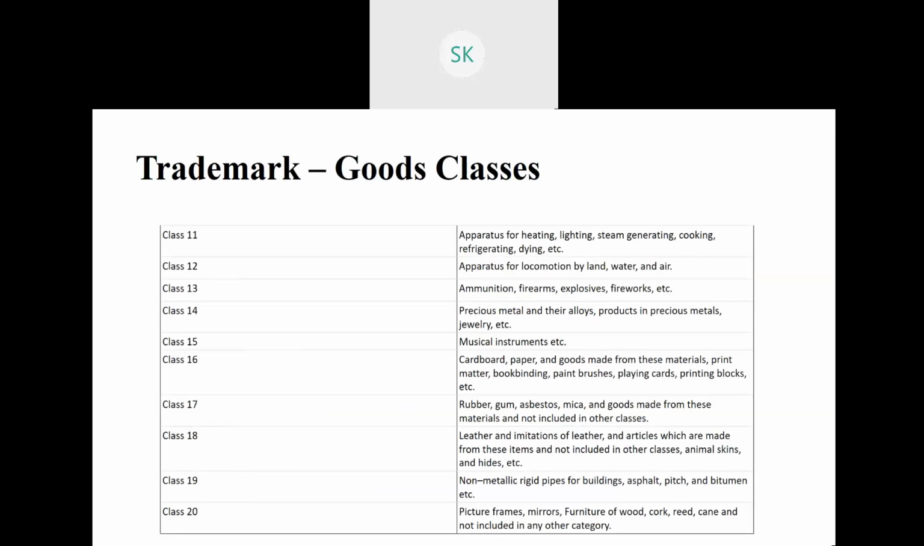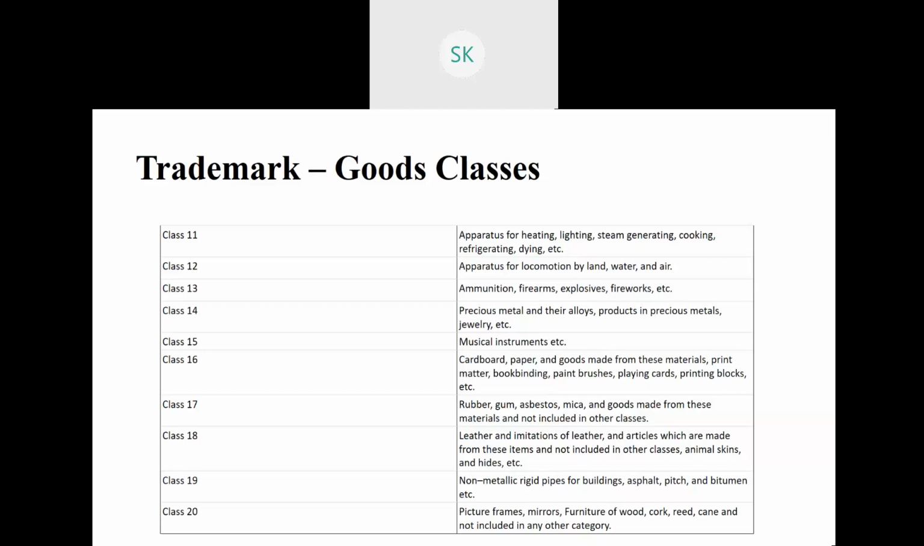Going toward class 11, it has apparatus for heating, lighting, steam generating, cooking, refrigerating, dyeing. So now we are going towards some technical machines. The machines used for heating, lighting, steam generating, cooking, refrigerating, like freezers, like ovens, or like induction. These come under class 11.